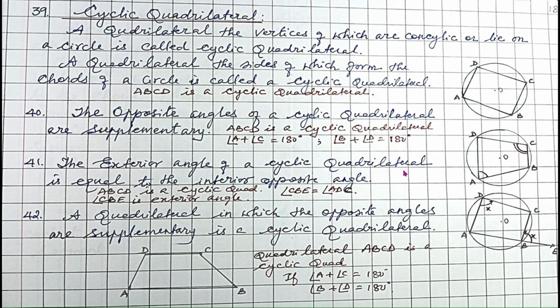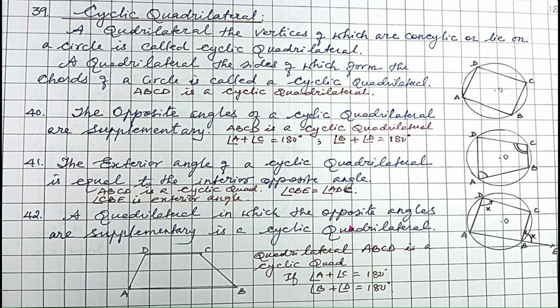The exterior angle of a cyclic quadrilateral is equal to the interior opposite angle, and it's a very important property here. Now if you see here, ABCD is the cyclic quadrilateral, and when I extend AB to E, I get the exterior angle, that is CBE. Now the angle CBE, which is the exterior angle of the cyclic quadrilateral, is equal to the interior opposite angle. The angle opposite to this is this, therefore angle ADC is equal to angle CBE, and that is what you have to remember. That is, angle CBE is equal to angle ADC.